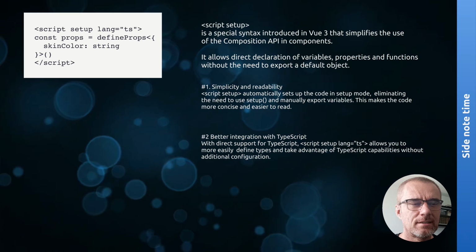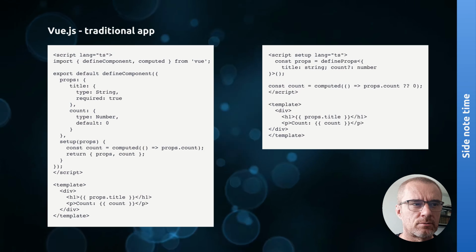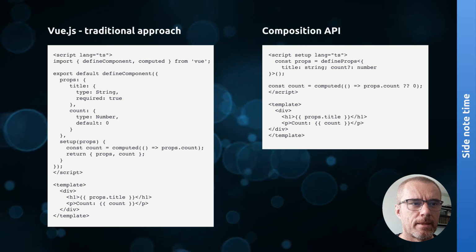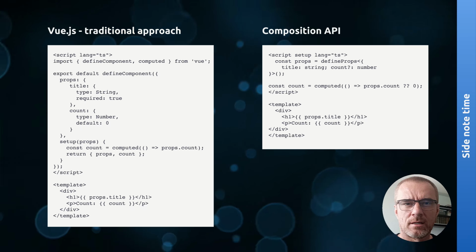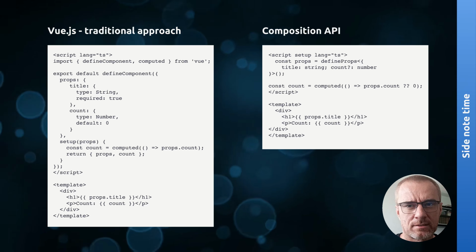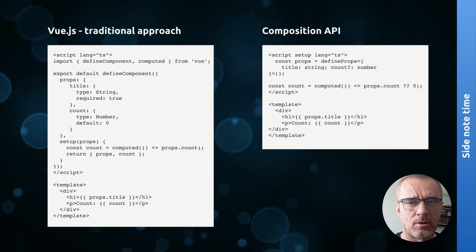Now, let's see the difference between the traditional approach and the composition API. This code, as you see, represents the same component. Yes, as you see, by using Composition API, we can achieve the same effect with much less code, and the code is much more readable.